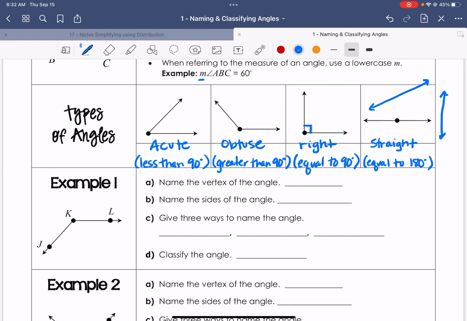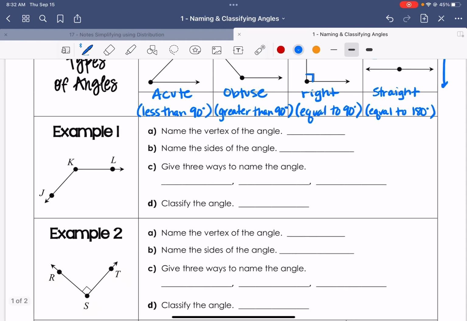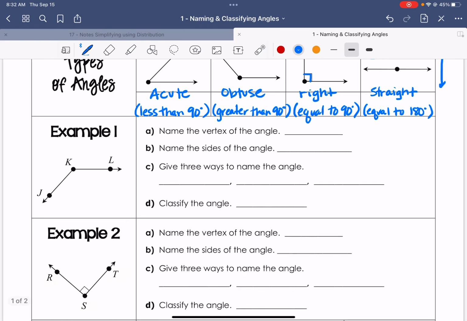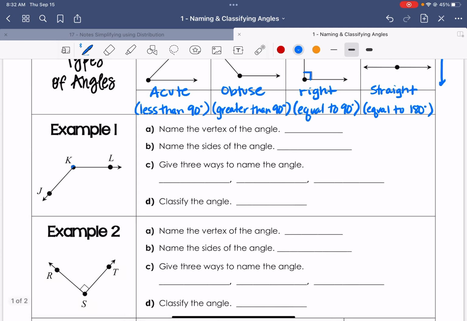So let's look at our first example. Name the vertex of the angle. So look at that example there. What do you think the vertex is? Hopefully you said right here is the vertex at K. Now try to name the sides of the angles. Remember, they're rays. The sides are rays, so we write a ray with an arrow on one side, a line with an arrow on one side. That's the symbol for ray.